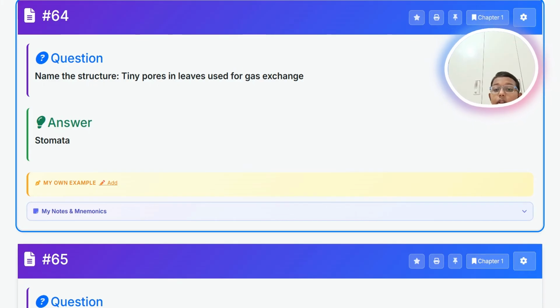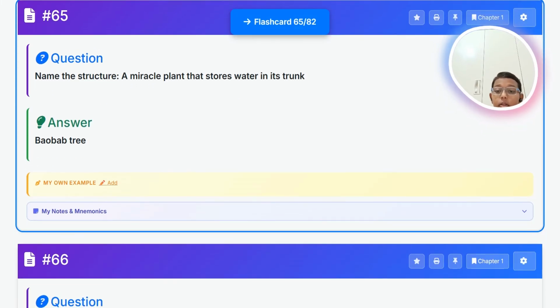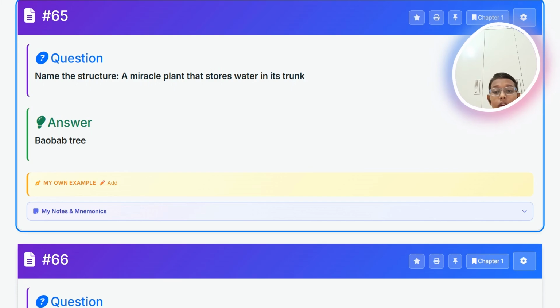Name the structure. Tiny pores in leaves used for gas exchange. Stomata. Name the structure. A miracle plant that stores water in its trunk. Baobab, baobab tree.